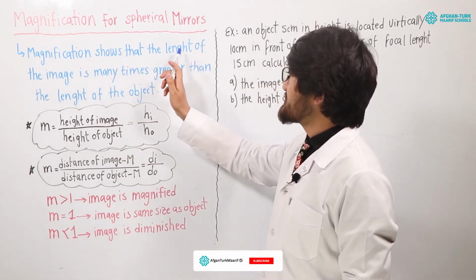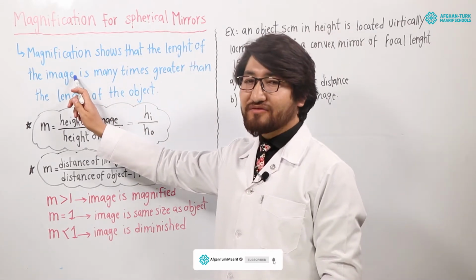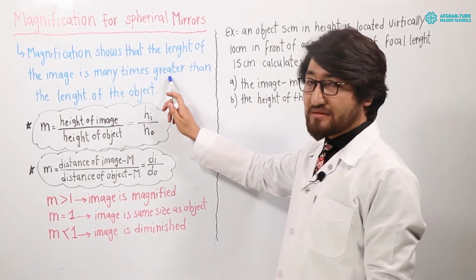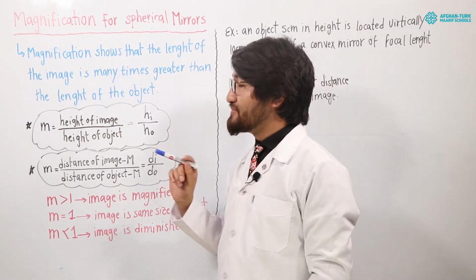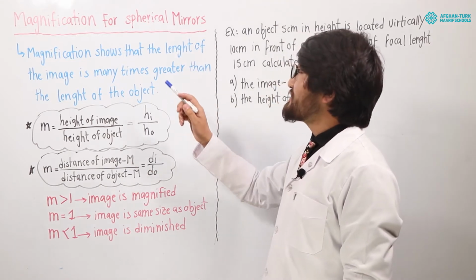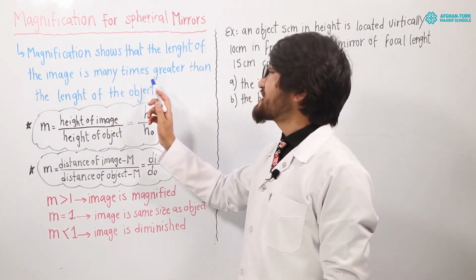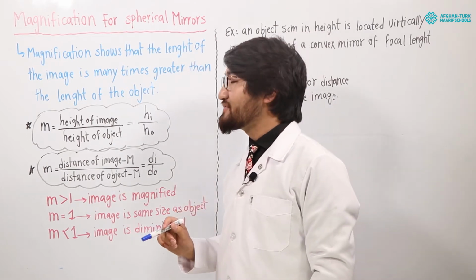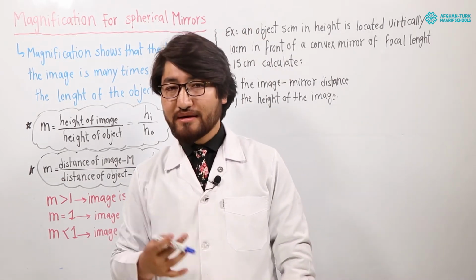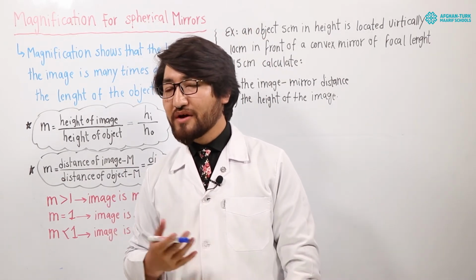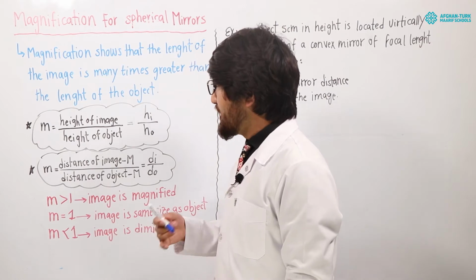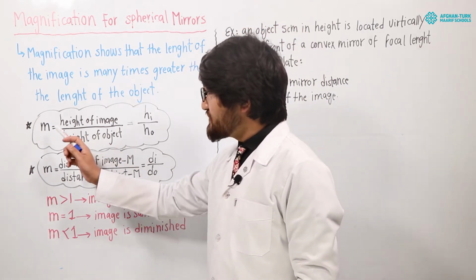Magnification shows that the length of the image, it means the height of the image, is many times greater than the height of the object. Okay, how to find magnification? Do you know the purpose of magnification? What is the definition of magnification? How to find magnification? Magnification means M.